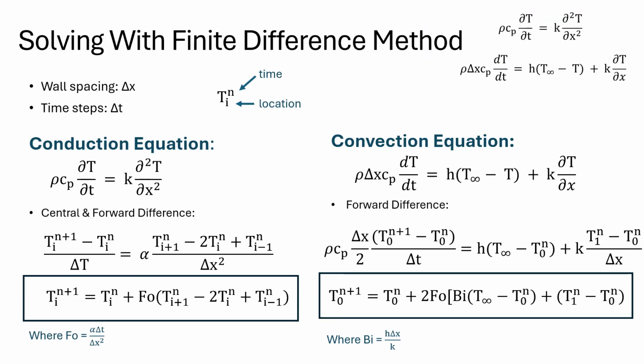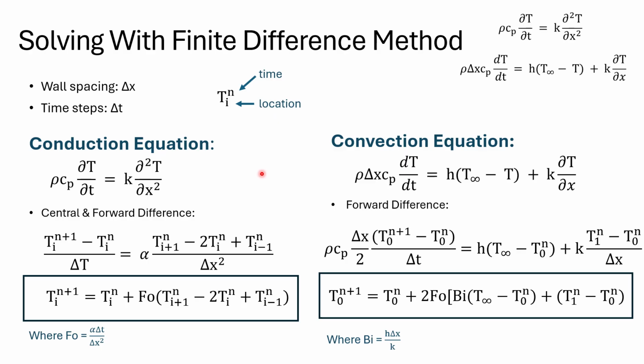These derived equations cannot be solved directly, so I have switched them to finite difference form, which transforms the calculus into simple algebra that a computer can solve in a loop. I started by dividing the wall into nodes spaced by delta x and time into time steps of delta t, so that capital T subscript i superscript n represents the temperature at location i and time n.